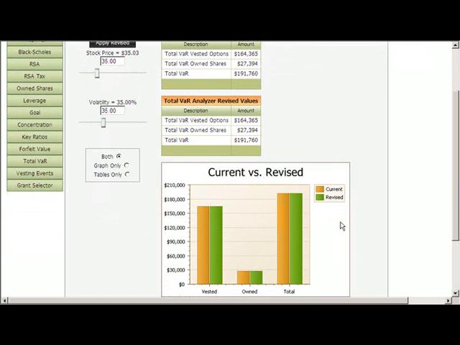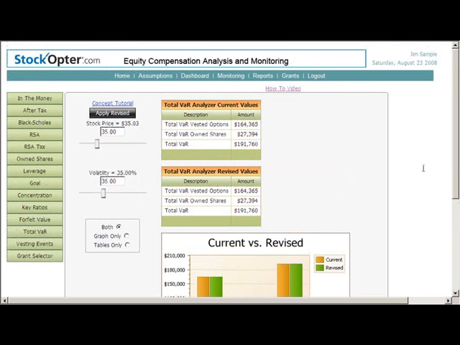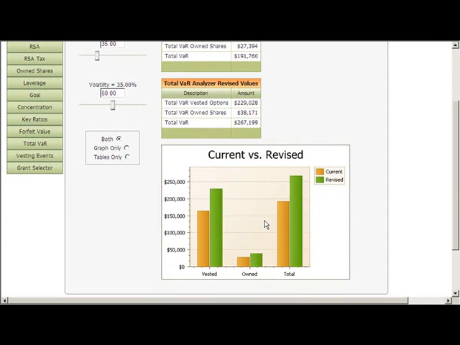For example, if we increase the volatility from 35% to 50%, the value at risk amounts increase as well. In conclusion, the VaR dashboard provides users with a means of quantifying and modeling the potential risk of holding owned shares and vested options, which can be useful information in their decision process. This concludes the tutorial.